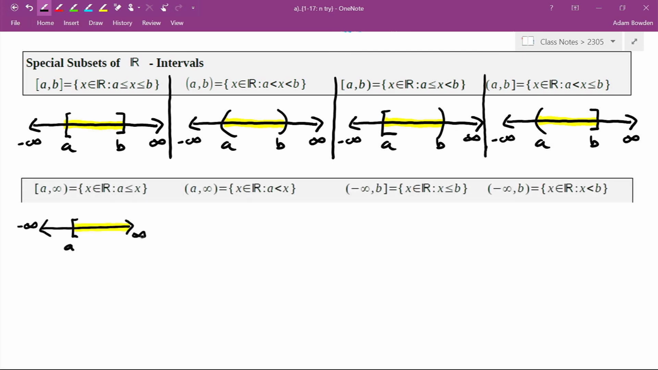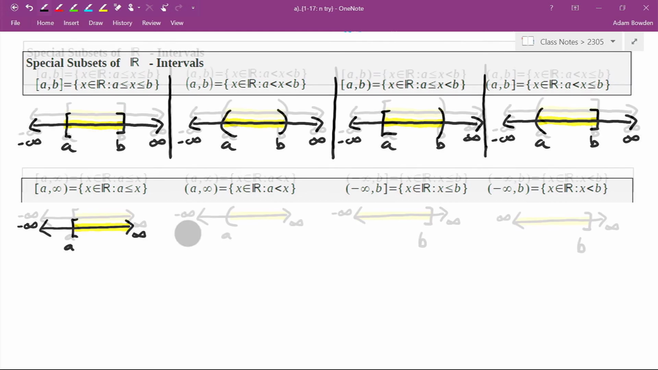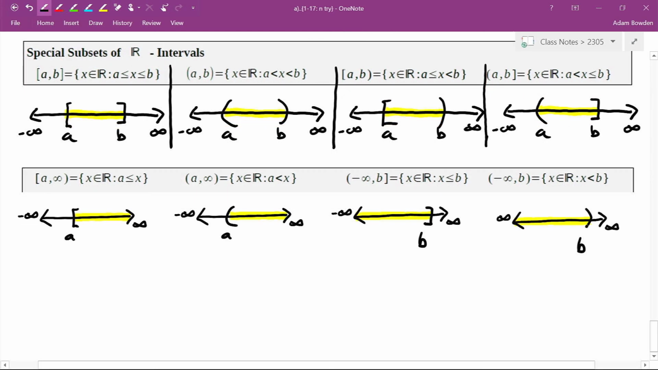We can also have intervals such as bracket a comma infinity, and that's equal to the set of all x in the real numbers such that a is less than or equal to x. And so you can see here the other variations with the parenthesis from a to infinity, or negative infinity to b with a bracket would be the set of all x in the real numbers such that x is less than or equal to b. And similarly with a parenthesis, just not with the less than or equal to, but just strictly less than.